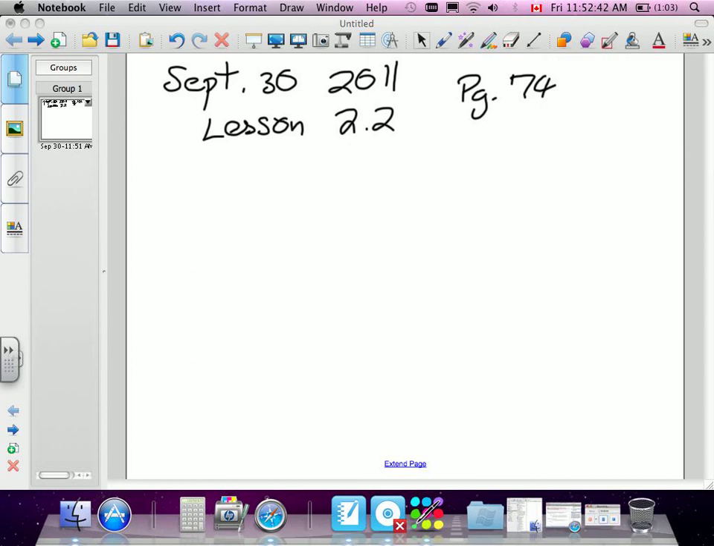Okay, September 30th, 2011, lesson 2.2, page 74. We're working on the length of a line segment. So they're going to give you a formula that goes something like this.